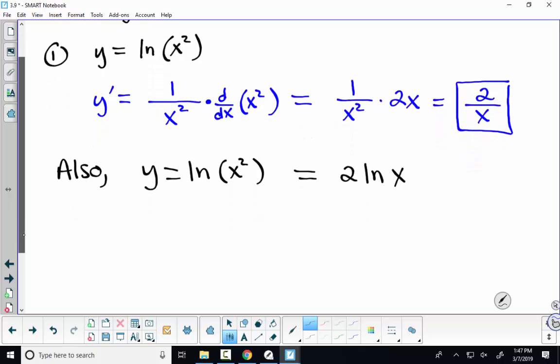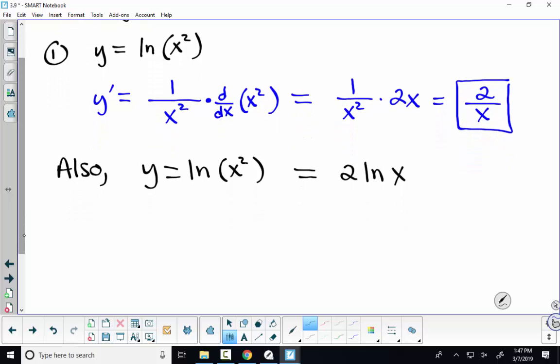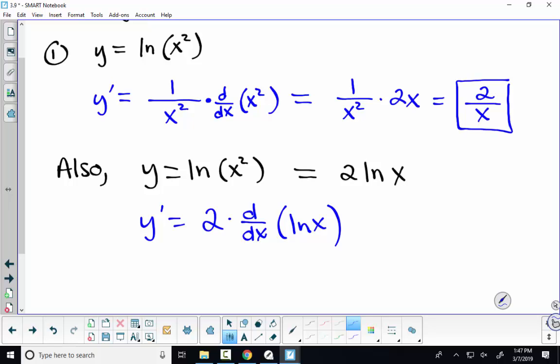So another way to look at this is to say, instead of taking the derivative of ln of x squared, let me first simplify the function with properties of logarithms and call it 2 ln x, and then take the derivative of that instead. So y prime is 2 times the derivative of just the ln of x, right? What's the derivative of ln of x? 1 over x. So this is 2 times 1 over x, or 2 over x.